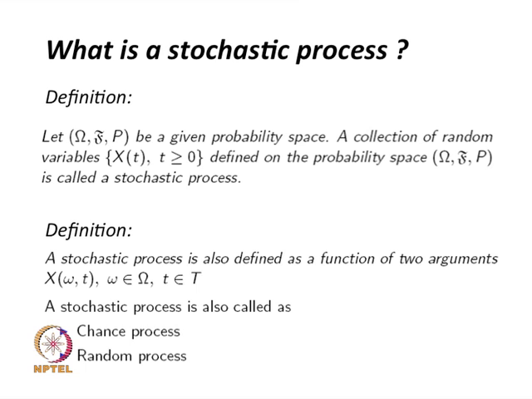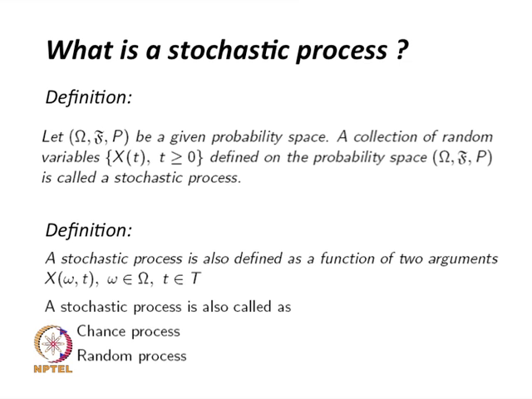From the given probability space, you have a collection of random variables, that is X(t), where t belongs to capital T, defined on the probability space (Ω, F, P). That is called a stochastic process. That means you have a probability space, and from the probability space you have a collection of random variables with t belonging to capital T, and this collection is called a stochastic process.